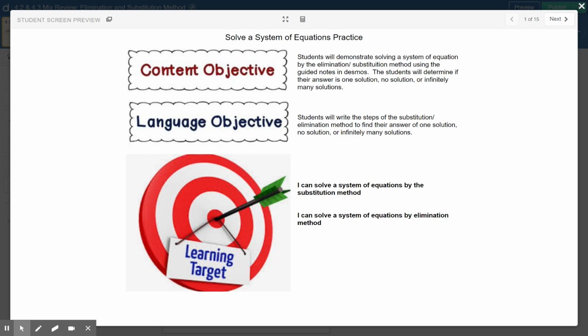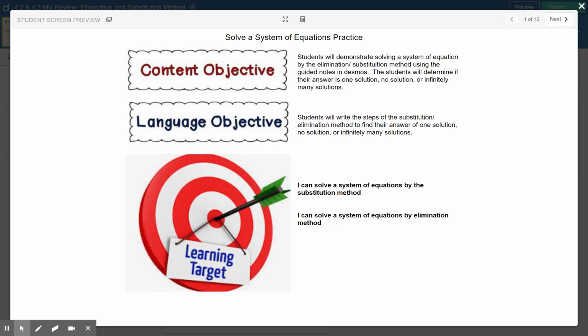In this video, we are doing the 4.2 and 4.3 mixed review. So we will be having the elimination method and substitution method. The content objective is that you'll be solving a system of equations based on elimination or substitution, but you will get one solution, no solution, or infinitely many solutions.